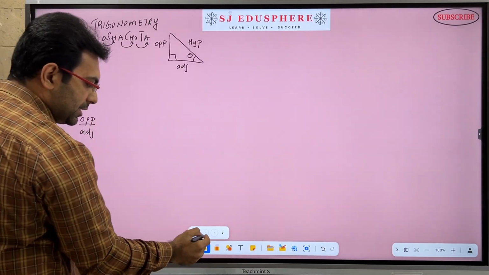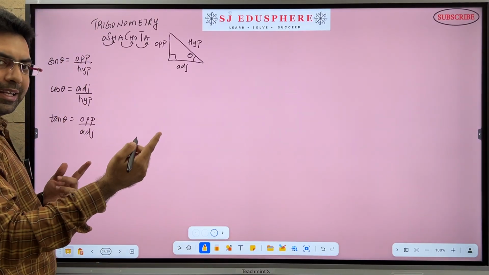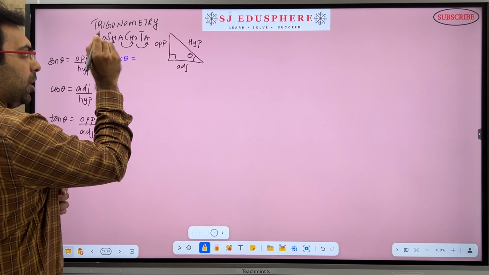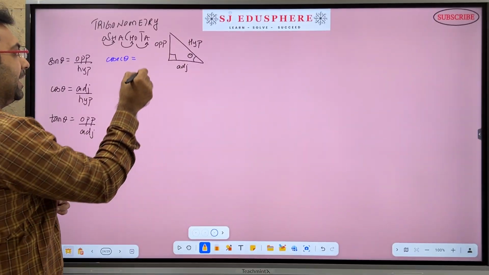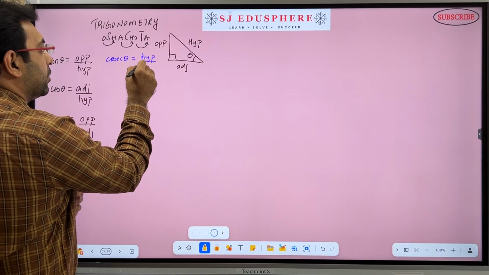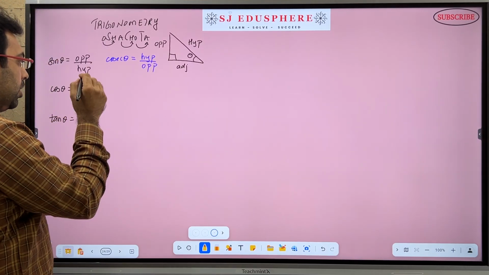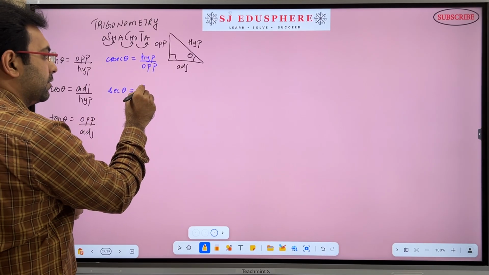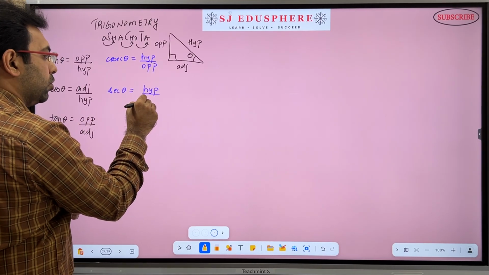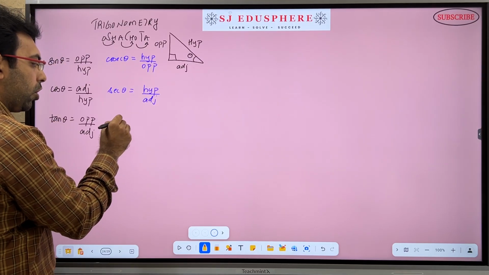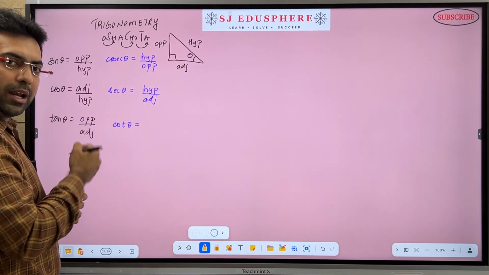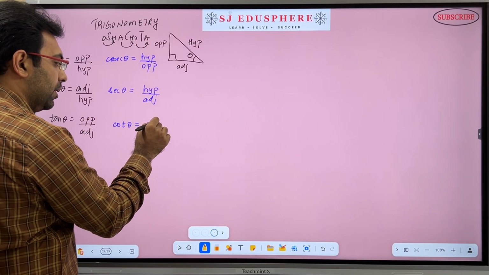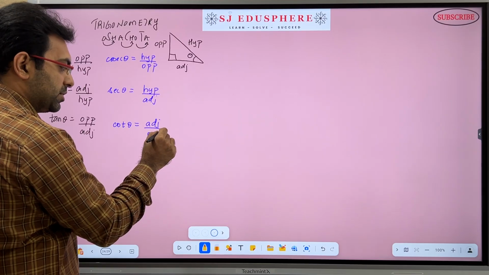Now, I am quickly recalling my 10th grade formulas. Cosec theta, which is 1 upon sine theta, is hypotenuse over opposite. Your sec theta, which is 1 upon cos theta, is hypotenuse over adjacent, and cot theta, which is 1 upon tan theta, which is also cos theta upon sine theta, is adjacent over opposite.